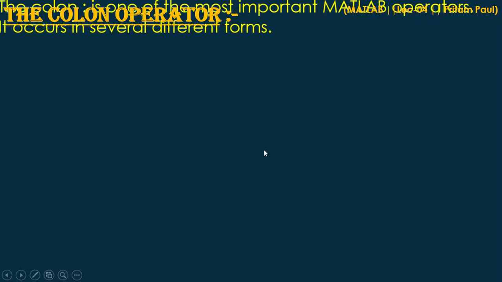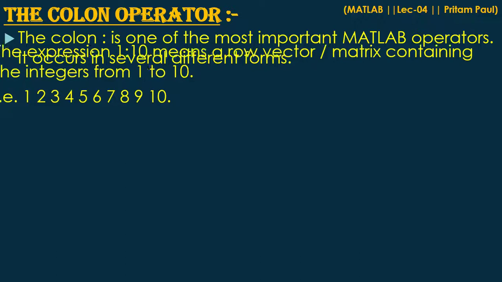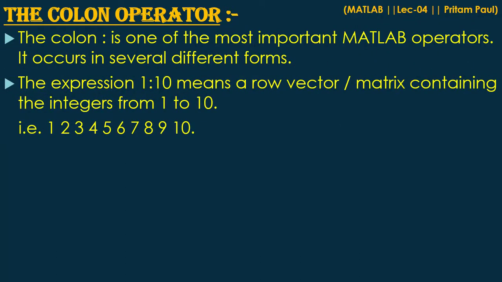So let's start. The colon operator. The colon is one of the most important MATLAB operators. It occurs in several different forms. The expression 1:10 means a row vector, or a row matrix, containing the integers from 1 to 10, that is 1, 2, 3, 4, 5, 6, 7, 8, 9, 10.